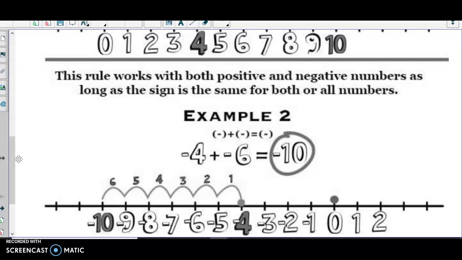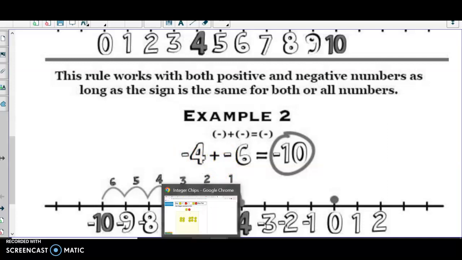So if I have -4 and I have -6, I could take the absolute value of those, saying I have 4 and I have 6. So those are 4 away from 0 and 6 away from 0. If I add those together, I'm going to be 10 away from 0. Important for me to know that I need to keep my sign. My sign was negative, it has to stay negative. Before it was positive, it has to stay positive.